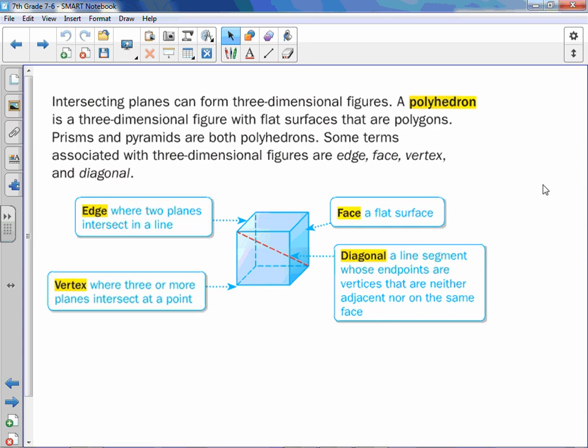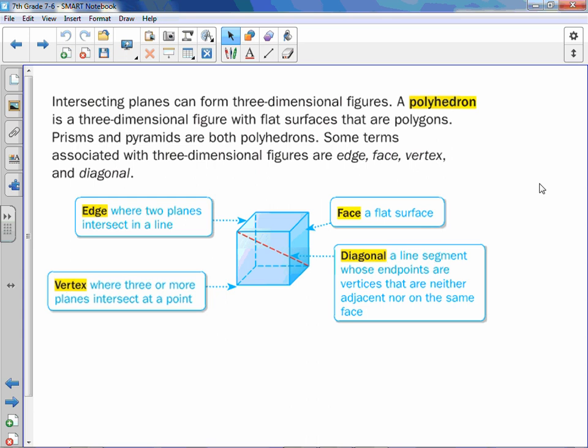A polyhedron is a three-dimensional figure with flat surfaces that are polygons. Prisms and pyramids are both polyhedrons. Some terms associated with three-dimensional figures are edge, face, vertex, and diagonal.